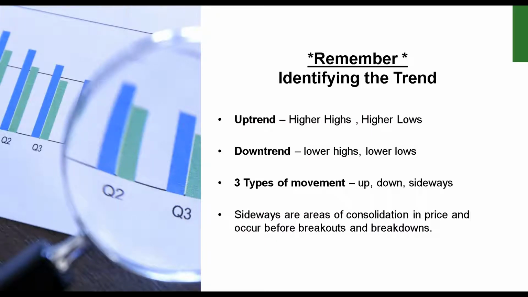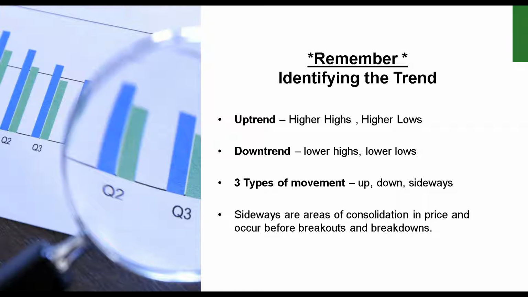And whenever we're looking for these patterns, it's really important, especially in your trading, to understand how to identify the trend. So I just want to make sure you guys are aware. An uptrend is simply defined by candles that are making higher highs and higher lows. A downtrend is defined by candles that are making lower highs and lower lows. And the market can only move in three different ways. It can go up, it can go down, or it can go sideways.